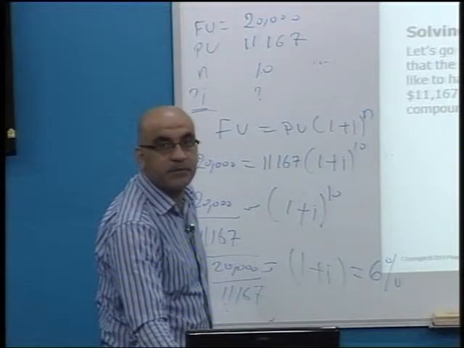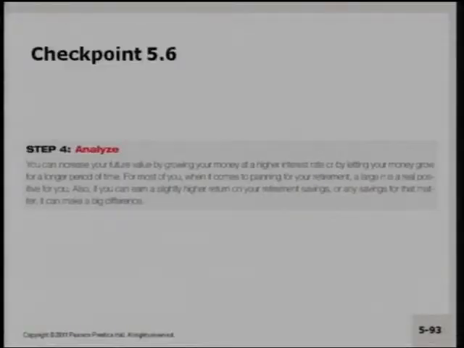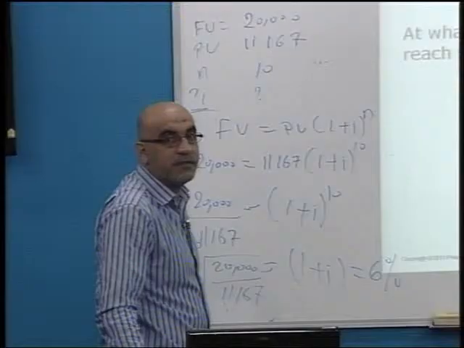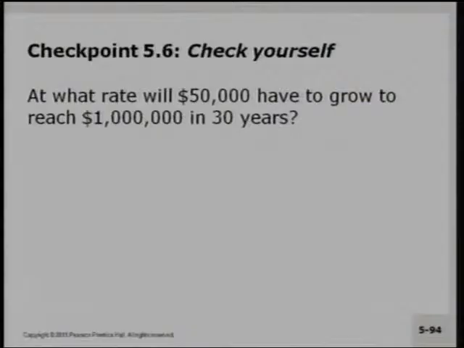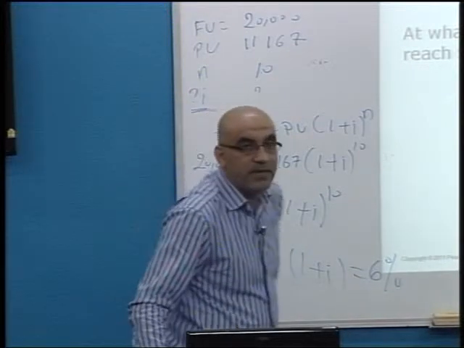Okay? Go to the second Checkpoint 5.6. At what rate, do it by yourself, this one. At what rate will $50,000 have to grow to reach $1 million in 30 years? Do it by yourself, please. Again, at what rate will $50,000, it is the present value, have to grow to reach $1 million in 30 years? So we are asking about the interest rate.